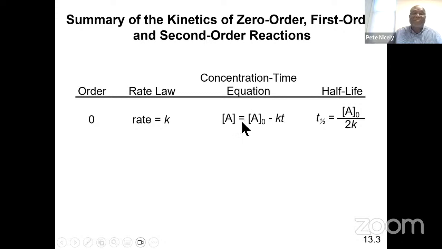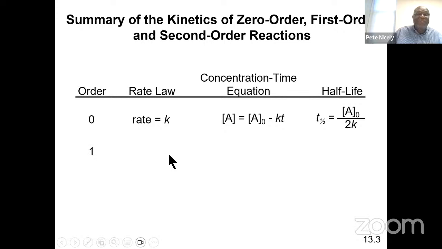This is the equation which relates the concentration to time. In some textbooks, they call this the integrated rate equation. And in this case, the half-life is given by this equation. Let me just remind you what the half-life is. The half-life is the time taken for half of the initial concentration of the reactant to react to form products. Or another way of saying it, it's the time taken for the initial concentration of the reactant to be reduced by half. So this is the equation for the half-life for a zero-order reaction.